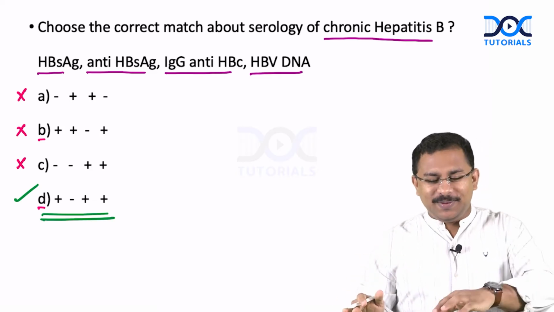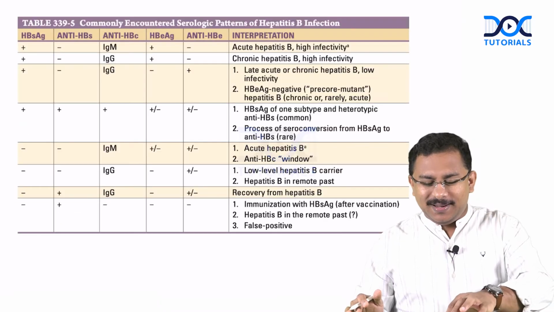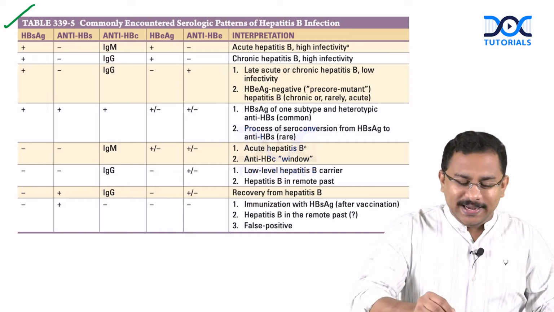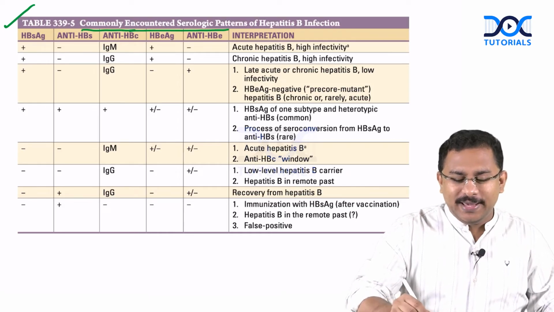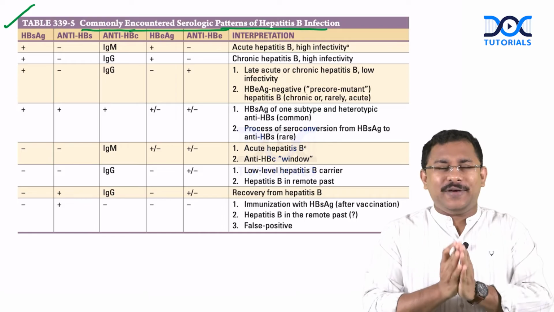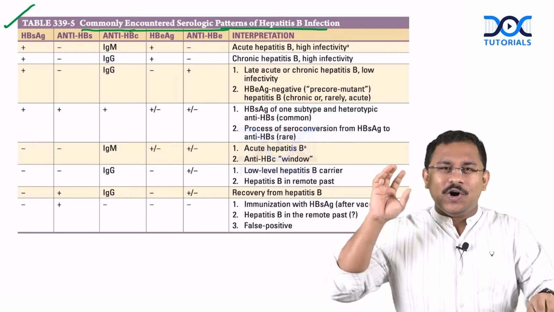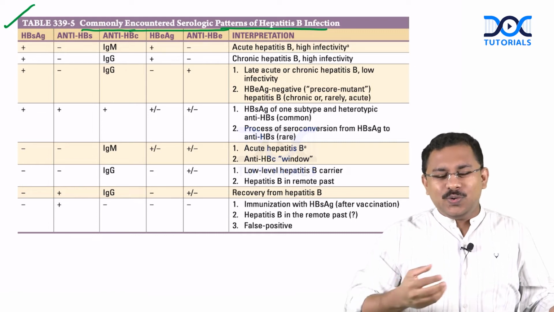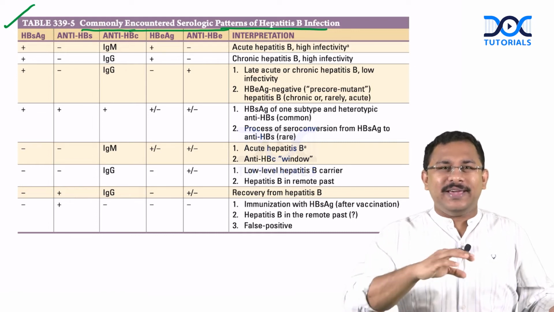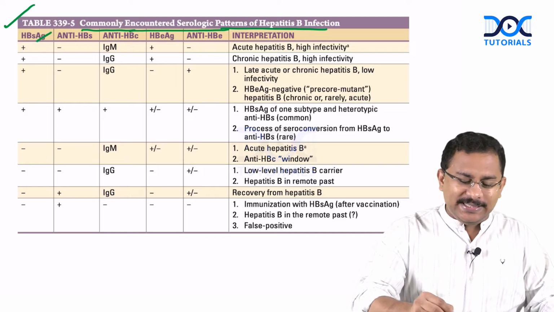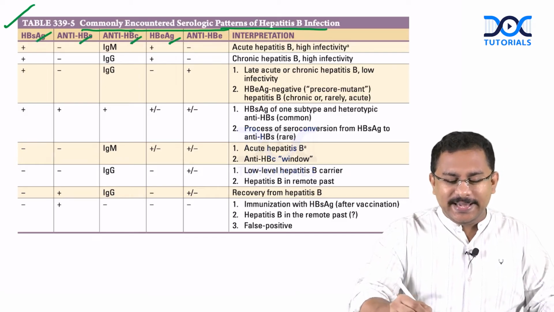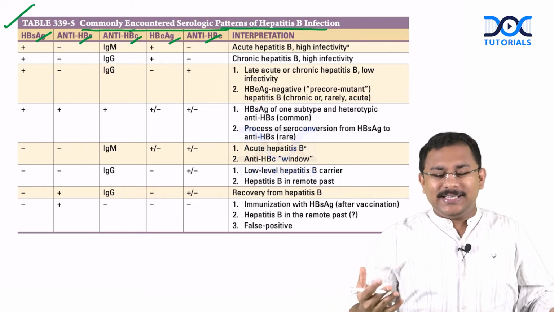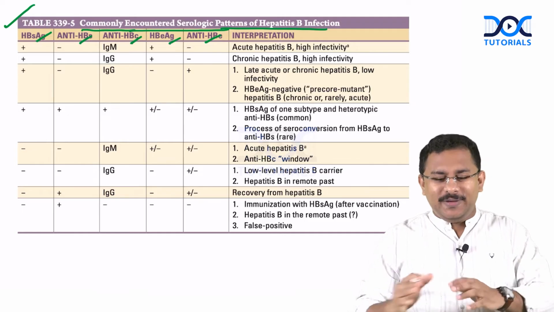Very simple. So this table from Harrison, which I am just going to show you, the commonly encountered serologic patterns of hepatitis B infection. This is very important, because this is one hot favorite table of the examiners for the exams. You can get varied combinations of the various parameters like HBsAg, anti-HBs, anti-HBc, HBeAg, anti-HBe. So expect again questions from this topic. You have got to be very thorough.